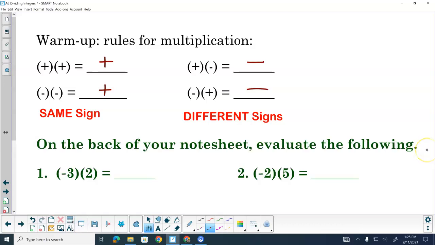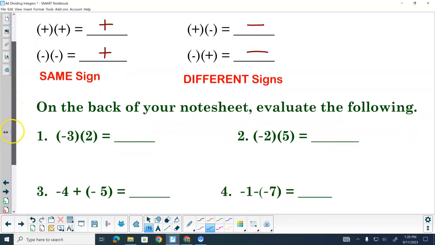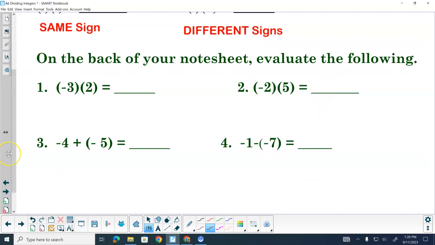You don't really have a back of your note sheet, but up at the top, right above where it says notes, just to the right of A6, I want you to do these 4 problems. These are not the first 4 examples, just so you know. Go for it. Just a warm-up to get us thinking.